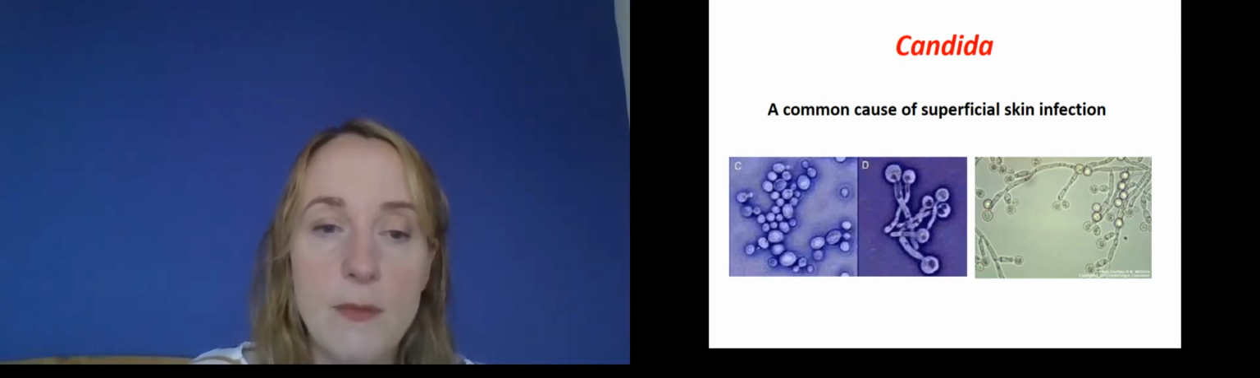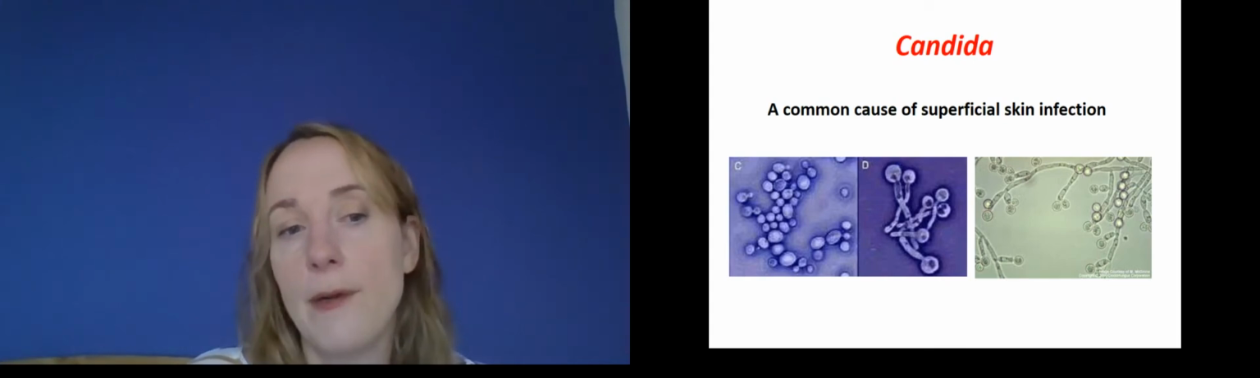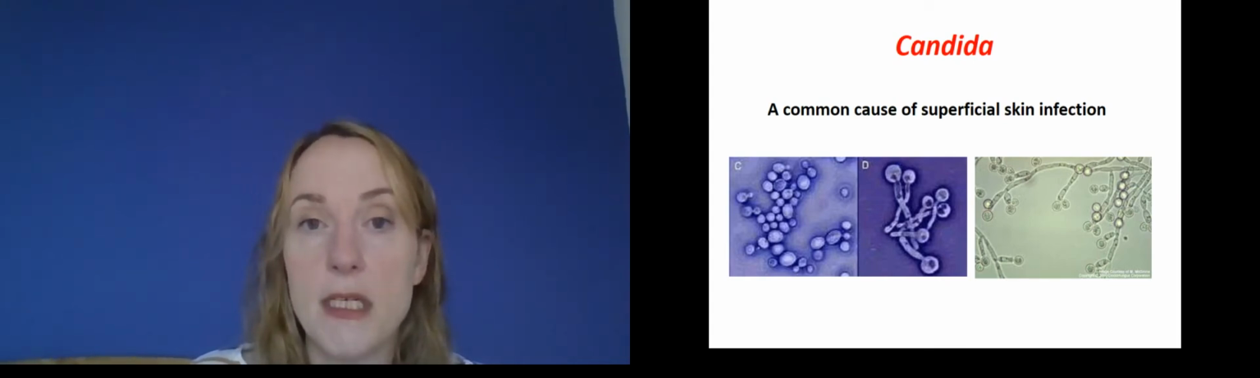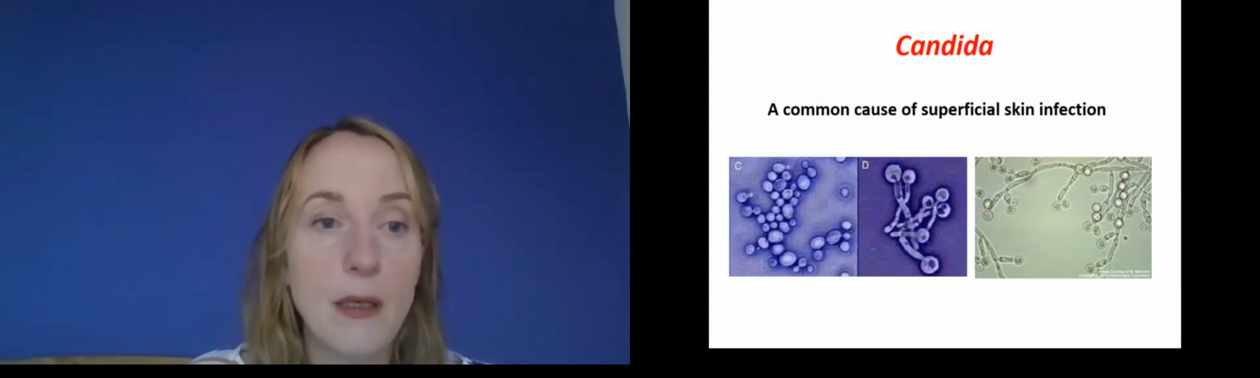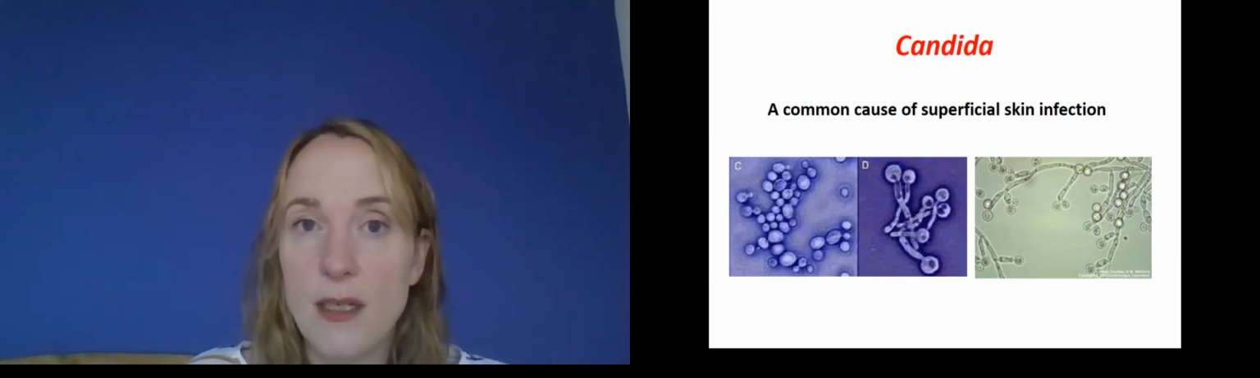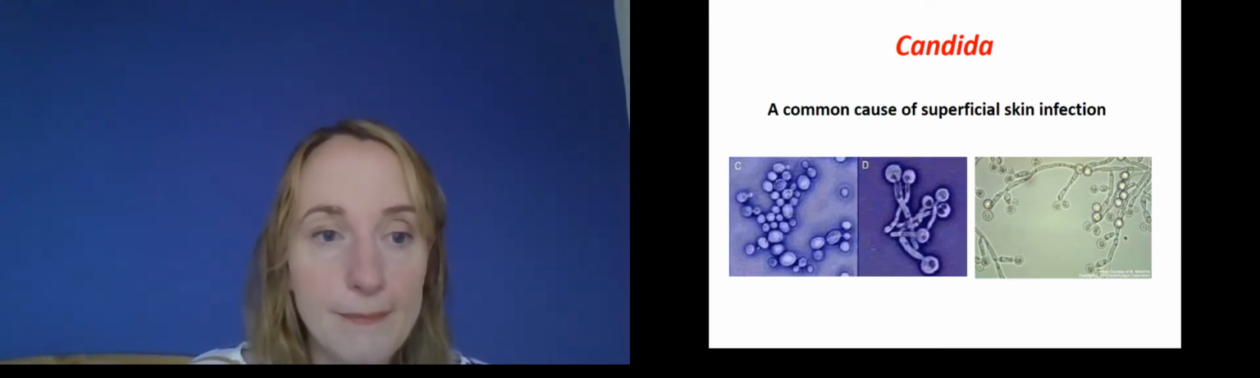We love yeast because we use them as kind of a model for other eukaryotic cells. They're easy to grow in the lab. They're not very fussy about what they'll eat. You just need to give them some sugar and some warmth and they're happy.